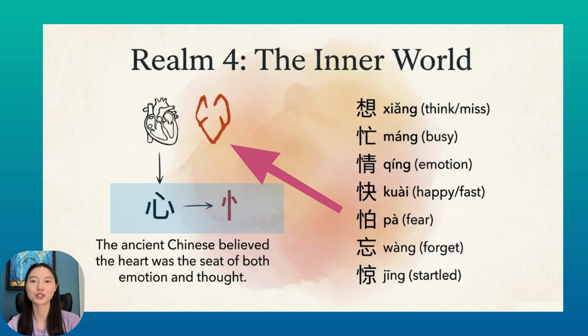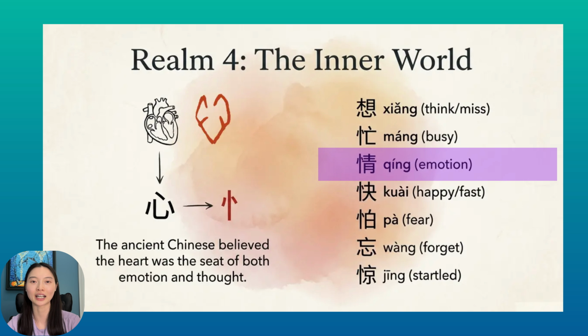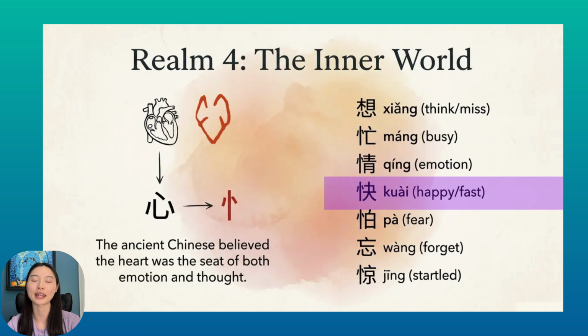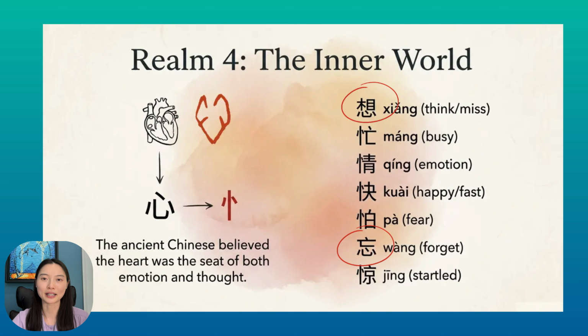You know the 2 forms from episode 4. On the left, 竖心旁: 忙, busy; 情, emotion; 快, happy; 怕, afraid; 惊, startled. And at the bottom, the full 心: 想, to think or to miss someone. See a heart anywhere in your character, and you know this is about the inner world.